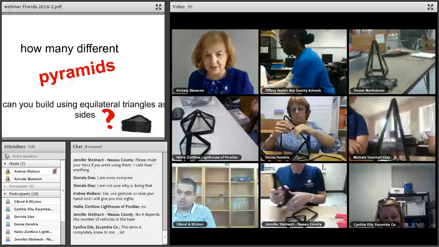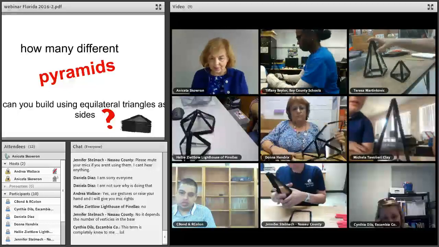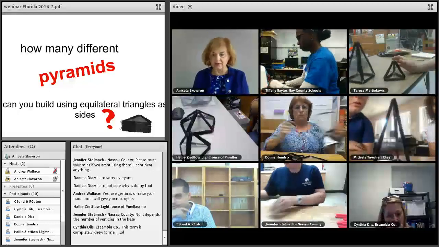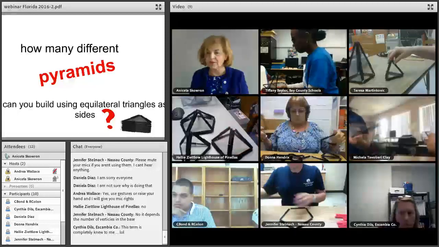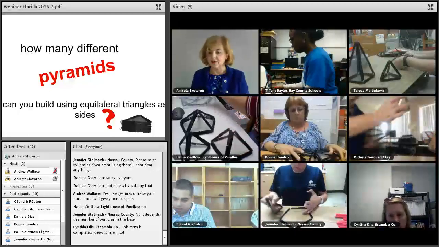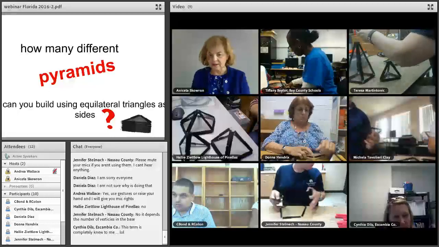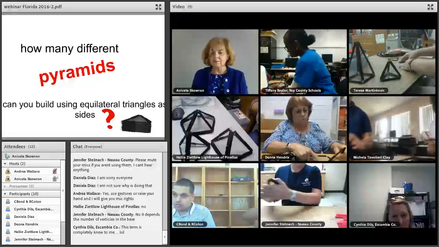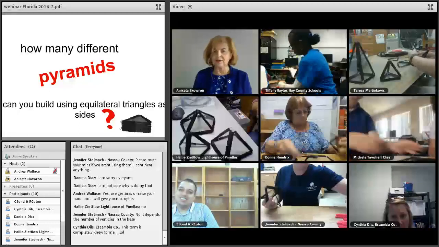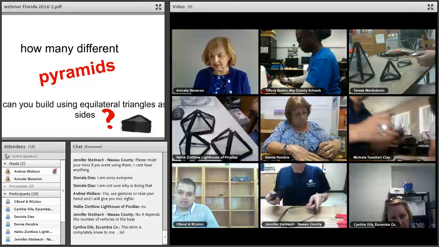Okay, I can see here there is one with a pentagon, the one with a triangle at the bottom, yes. So you have here a triangular pyramid. I can see a square pyramid. I can see a pentagonal pyramid. What else can we do?